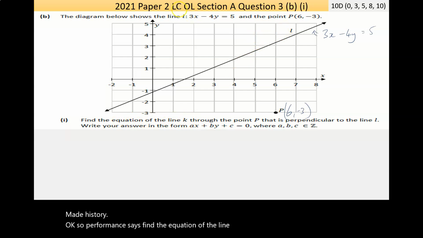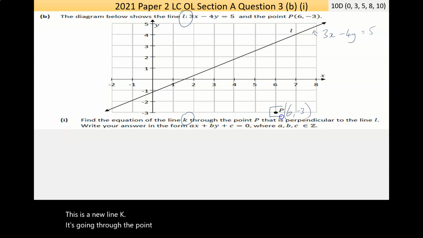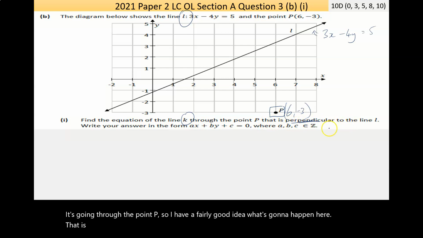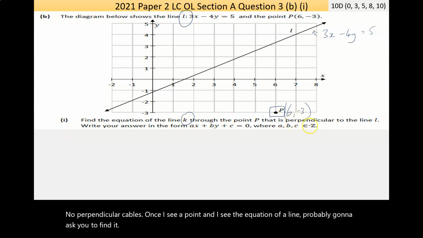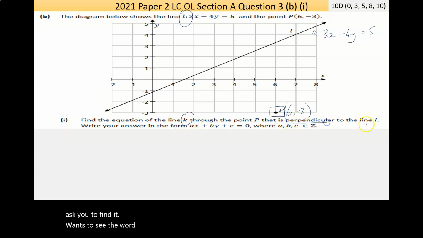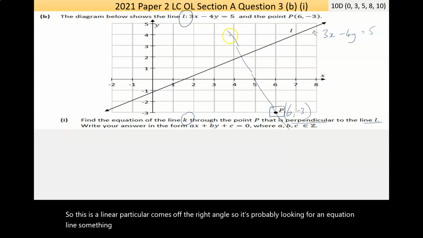So this line we've been given is called L, and there's a new line K. It's going through the point P. So I have a fairly good idea what's going to happen here. It is perpendicular to the line L. Now, once I see a point and I see the equation of a line, they're probably going to ask me to find it. Once I see the word perpendicular to the line L, perpendicular comes off at a right angle. So it's probably looking for an equation of a line, and that's the line K.